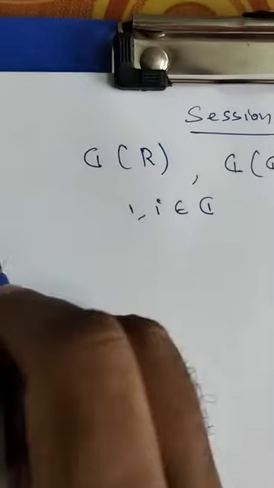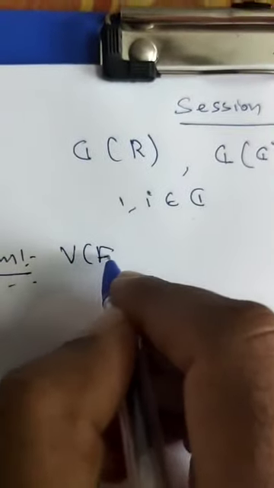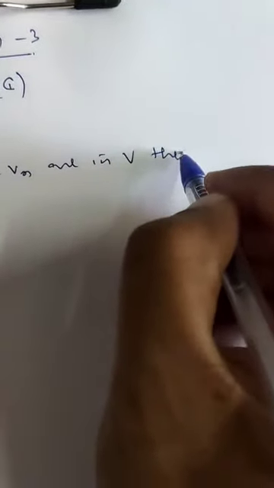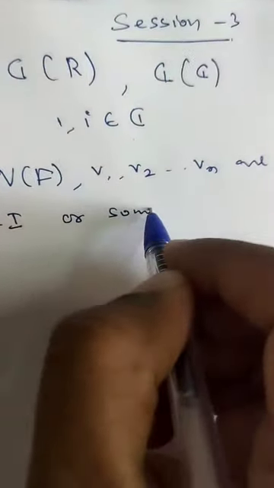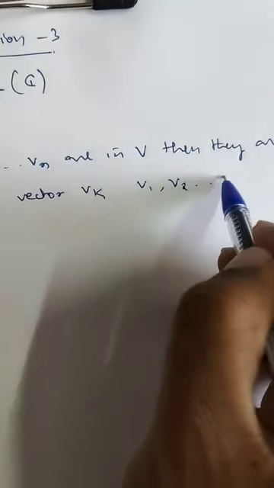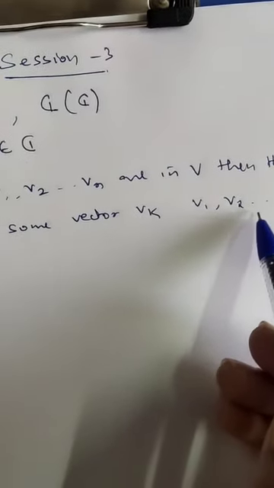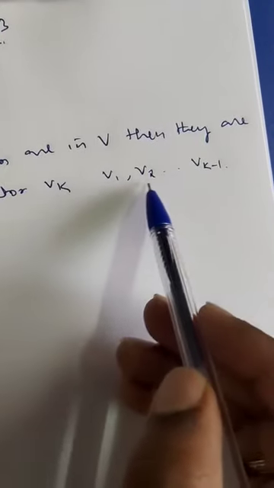So next we are going to prove an important theorem. It states: suppose V over F is any vector space and V1, V2, etc., Vn are in V. Then they are linearly independent, or some vector, say Vk, is a linear combination of preceding ones. Preceding ones means V1, V2, etc., Vk minus 1. In a vector space the vectors are linearly independent, or some vector is a linear combination of preceding ones, which means they are dependent.